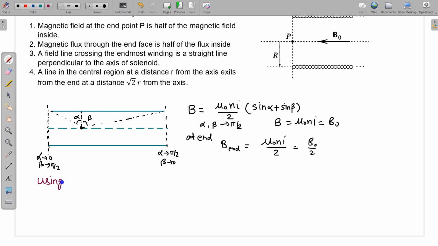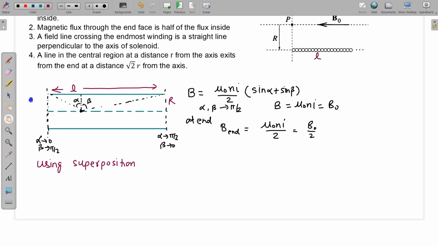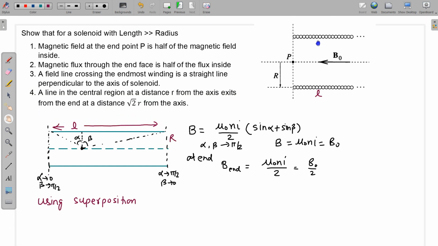Using superposition, suppose this is a solenoid of length L with radius r, and let us bring another solenoid here. In this solenoid, the magnetic field is towards left, as in the figure.